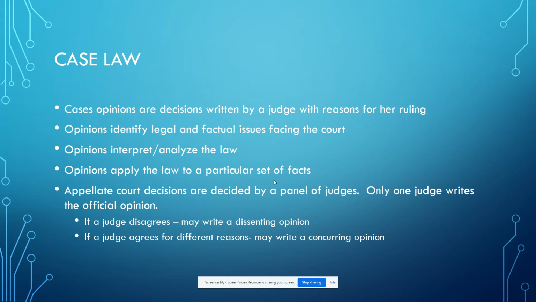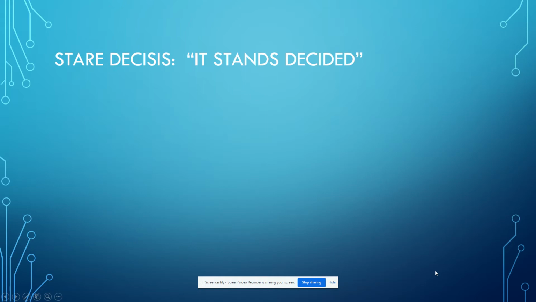If the judge agrees with the majority opinion, but has a different reason for it, they will vote with the majority, but they will write their own opinion, and they call that a concurrence or a concurring opinion. So it's the same result, but for different reasons.